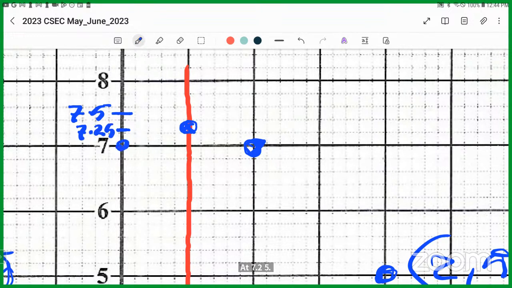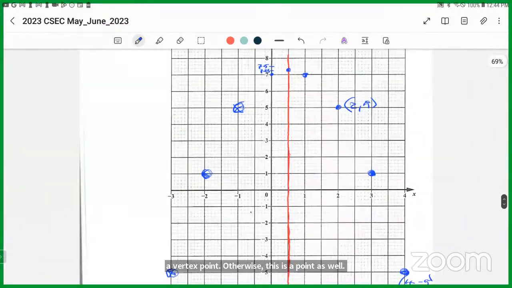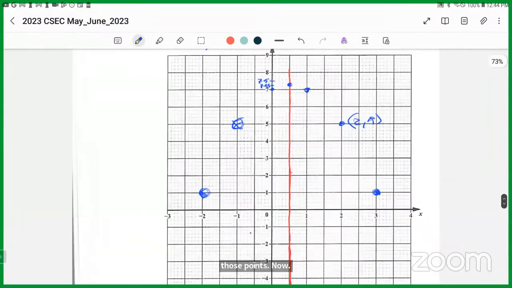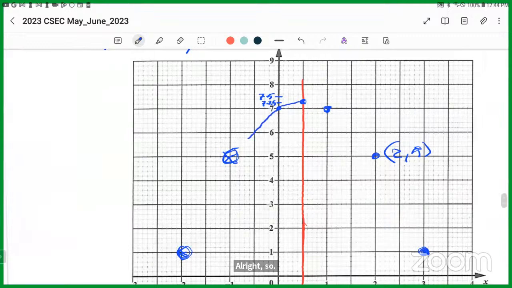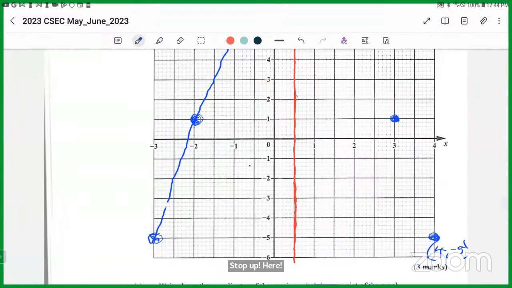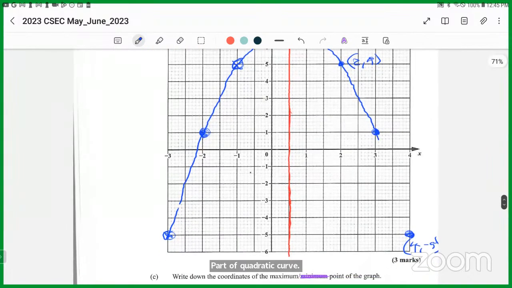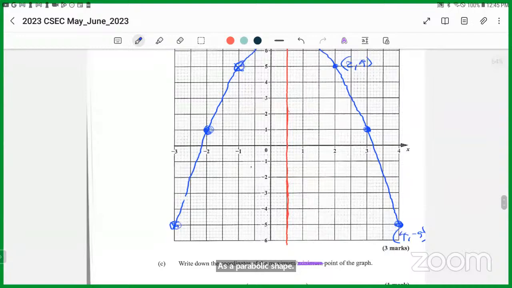Remember, this is a point as well, our axis intercept. All right, so basically that's the graph. I want to draw through those points now. So start up here like that, coming all the way down here. I'll do the same thing on the other side. The curve is called a quadratic curve. It has a parabolic shape, with a vertex point and an axis of symmetry. That's a sketch.